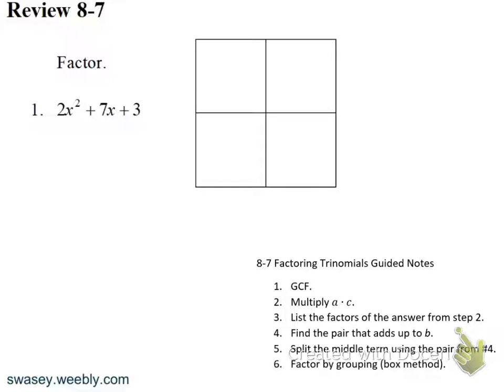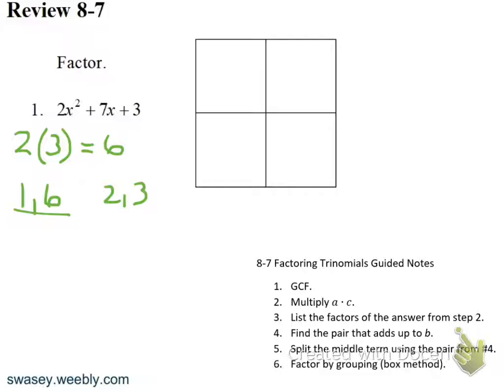Alright, start by finding GCF. GCF here is 1. Then do A times C. 2 times 3 gives us 6. We're looking for factors of 6 that add up to 7. To multiply and get 6, 1 times 6 or 2 times 3. Pair that adds up to 7 is 1 and 6.